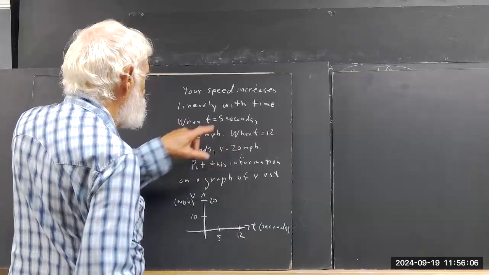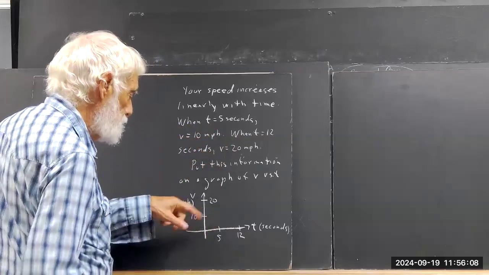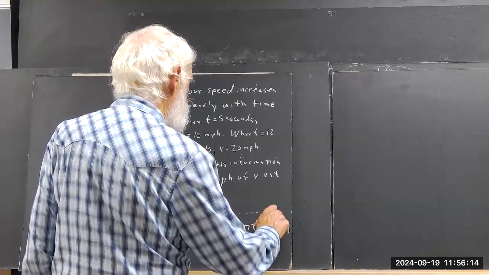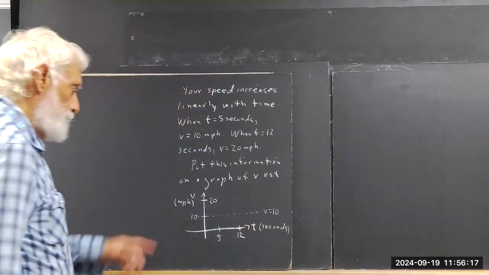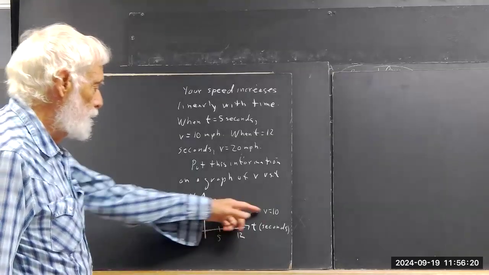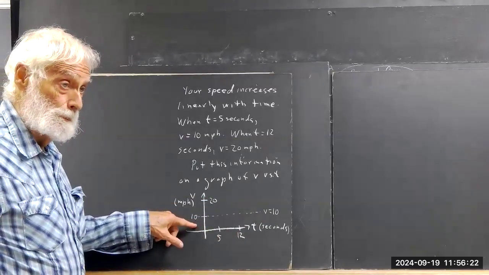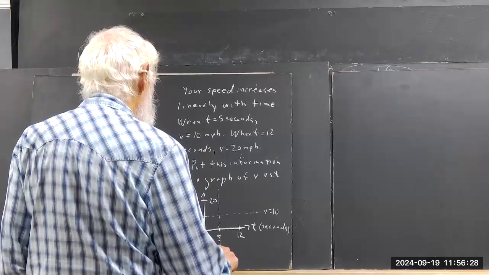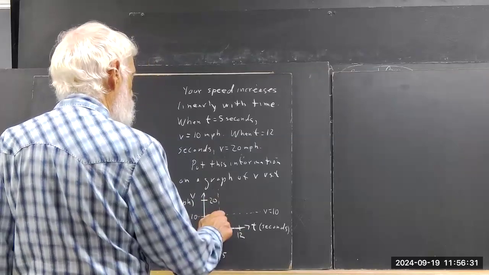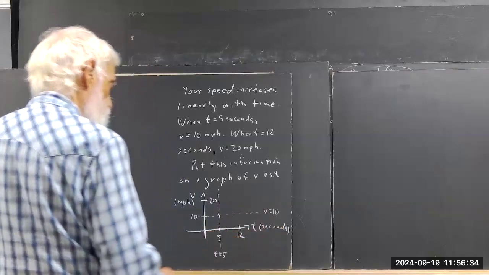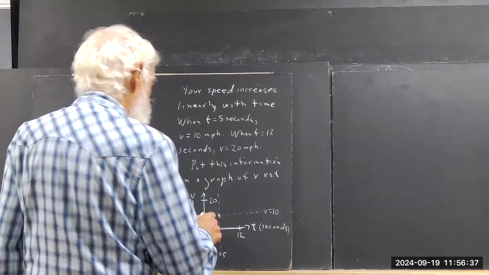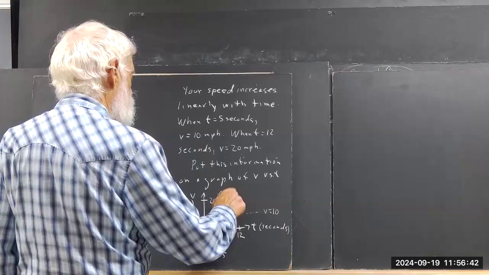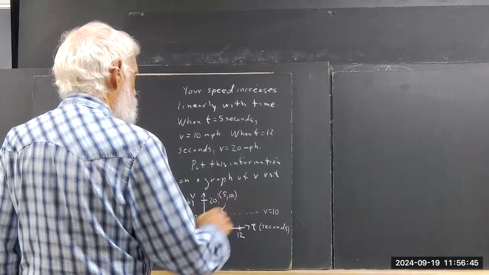So when t is 5 seconds, v is 10 miles an hour. So I'm going to write a point that corresponds to 10 miles an hour. I'm going to write this line and say this is 10. The dotted line is v equals 10. Everywhere on this line, v is 10. And I've got this 5 here, t equals 5. Everywhere on this line, t is 5, and where those lines meet, both of these things are true. So this point then has coordinates (5, 10).